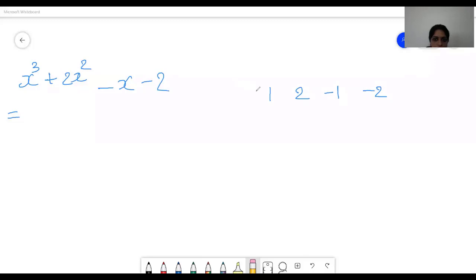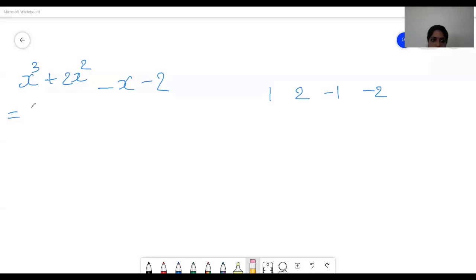Coefficient of x square is 2. Coefficient of x is minus 1. And the constant term is minus 2. Okay. Now the summation of all these coefficients. Summation means 1 plus 2, then minus 1 minus 2. So 1 plus 2 is 3. And there is minus 3. So plus 3 minus 3. Our answer will be 0. It means the summation of coefficient is 0.